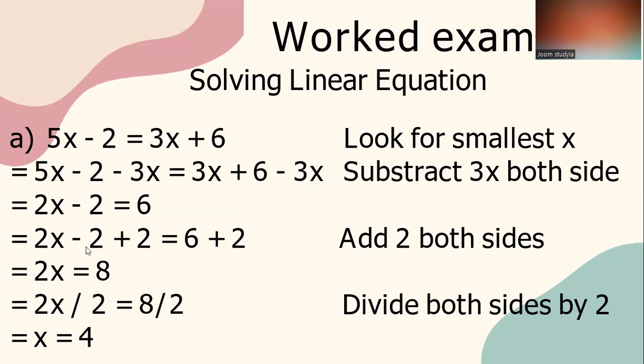So 2x - 2 = 6. Now you look at the smallest value, in this case 2. So you have to add 2 to both sides. 2x - 2 + 2 = 6 + 2. So 2x becomes 6 plus 2, which is 8. Divide both sides by 2. So x equals 4.